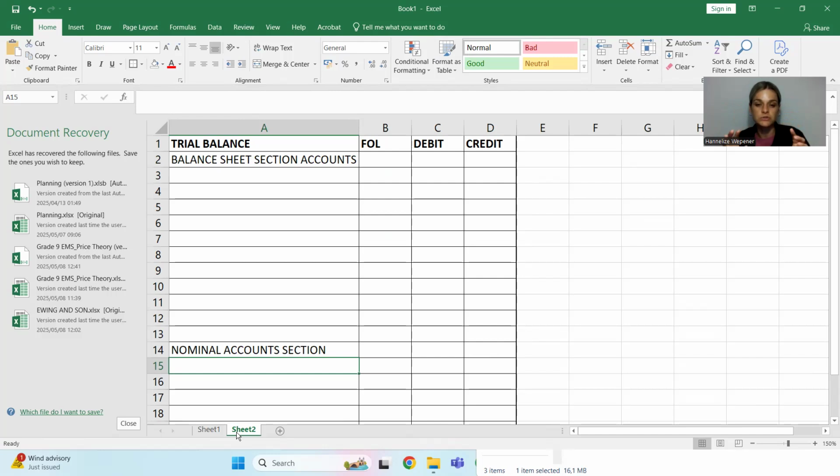So per account, you will show what happened within that account for the year. For instance, bank, you want to see how much money did I have in my bank account on the first day of the month? What was my total receipts for the month? How much did I have to pay?